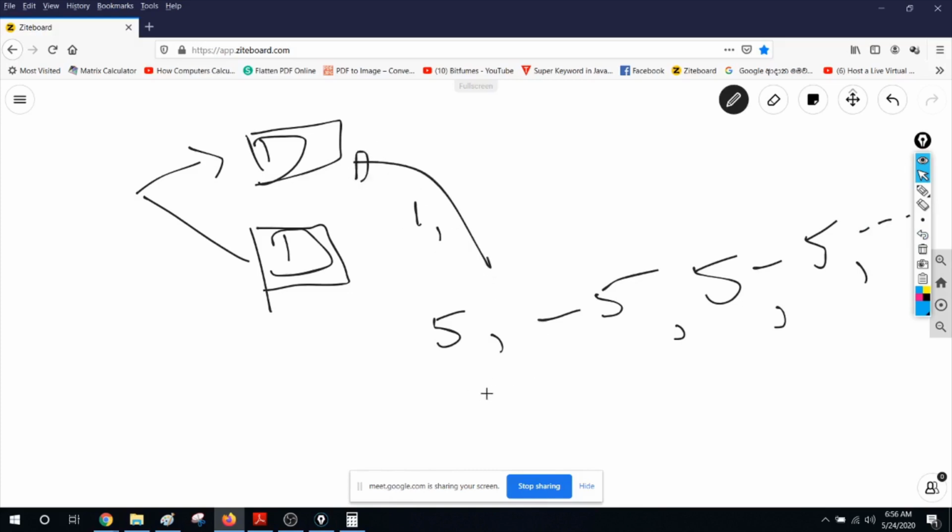Now let's look at summation. S1 is 5, S2 is 0, right? 5 minus 5 is 0. S3 is again 5 minus 5, 0 plus 5, 5. S4 is again 0, right? 5 minus 5, 5 minus 5, altogether 0. Likewise, your S5 is 5, S6 is 0, S7 is 5, S8 is 0.